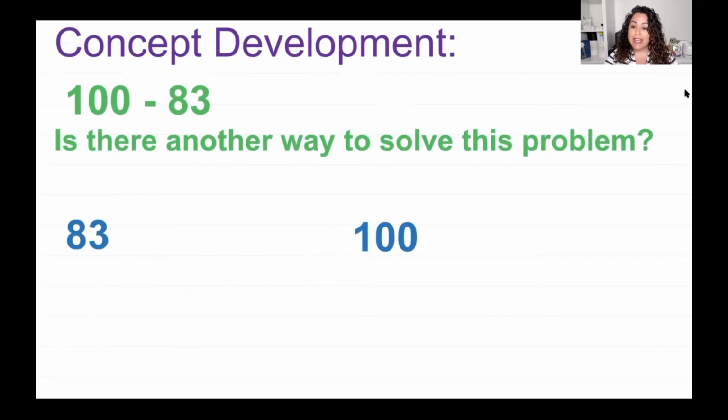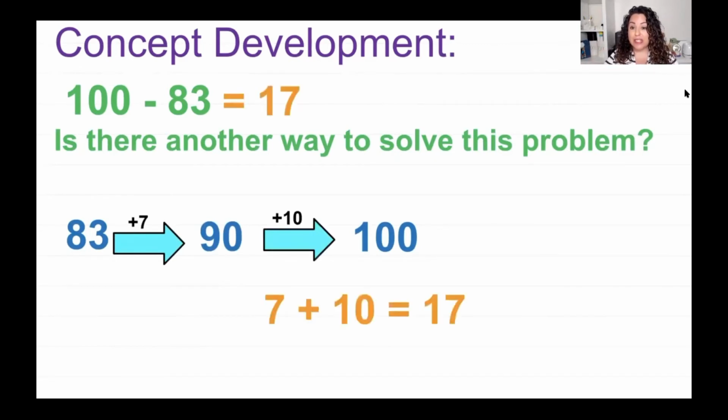So if I'm looking at 83, I'm trying to get to my next friendly number, which is 90. So if I have 3 ones, I need 7 ones to get to my next 10. So now that I got to 90, I just need 10 more to get to 100. Now you can see this popped up right here, 7 plus 10 is equal to 17. Well, I jumped 7 ones and a 10 right here, so 7 plus 10 is equal to 17. And look at that, 100 take away 83 equals 17.